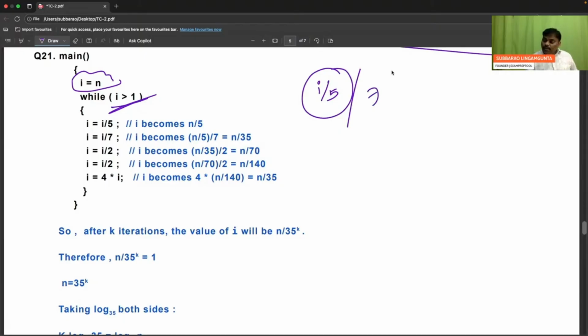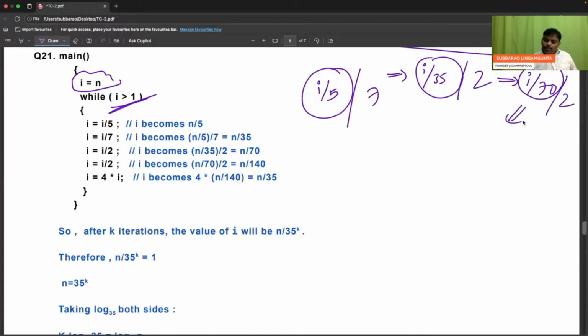Right? Which is nothing but i by 35. 5 sevens are 35. Check properly. Next one, whatever you have, you divided again by 2, which became i by 70. Now next one, whatever you have, again you divided by 2, which became i by 140.